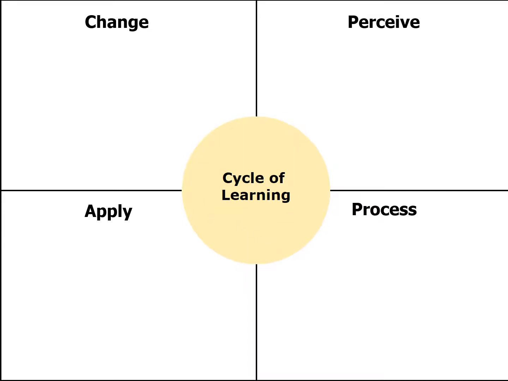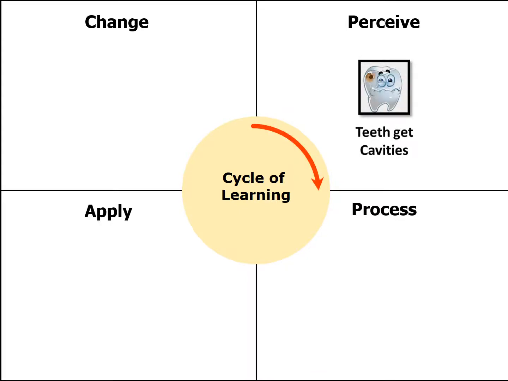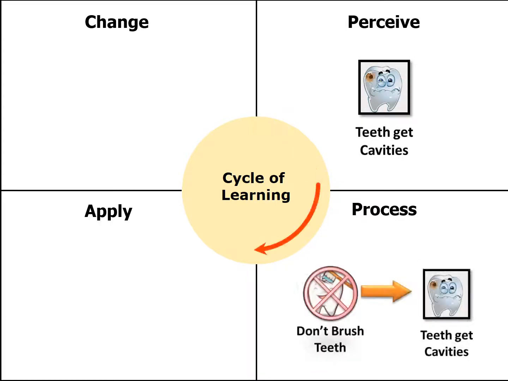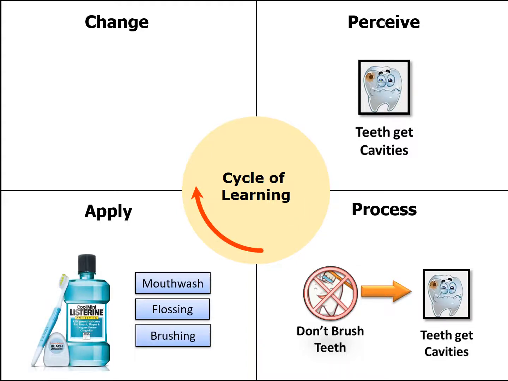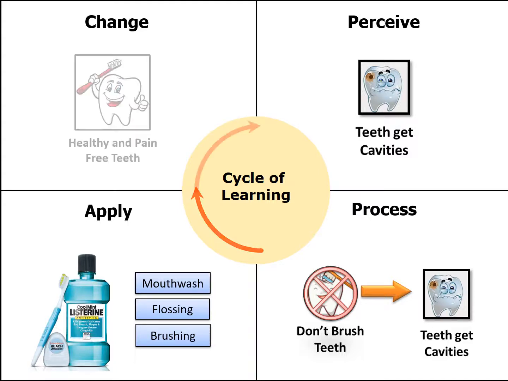An example of this could be that we perceive the problem of tooth pain and decay. We then would process and understand it's happening because we don't clean our teeth. Because of that, we start brushing, flossing, and using mouthwash. And finally, we will change and have healthy, pain-free teeth.